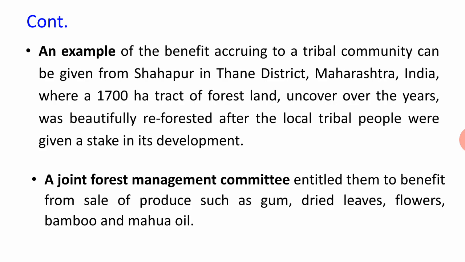Second point, a joint forest management committee entitled them to benefit from the sale of produce such as gum, dried leaves, flowers, bamboo and mahua oil. So these are things coming from the forest with the different trees. The joint forest management is going to be planting along with these tribal leaders, and they are going to get these kinds of products, and they can sell them in the open market in their own way.